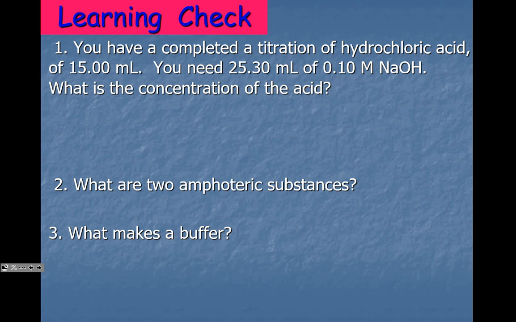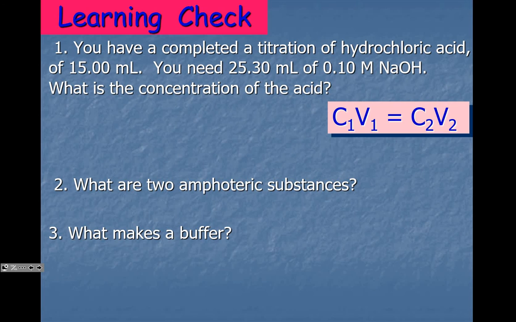Learning check. Let's see if you can do this really fast. Can you figure out what the concentration of the unknown acid is? Can you tell me what an amphoteric substance is? And can you tell me what makes up a buffer? So what are we going to use on the first one? Okay, quickly, throw it through. Tell me what the answer is.